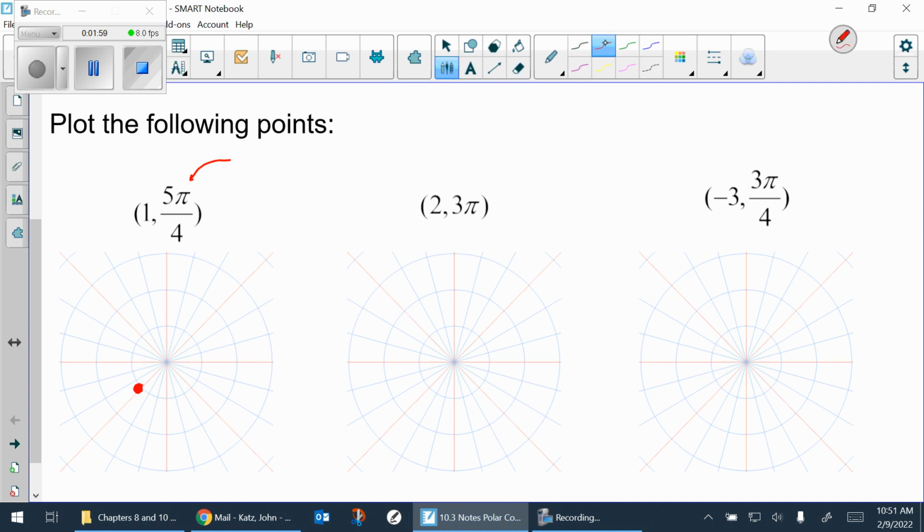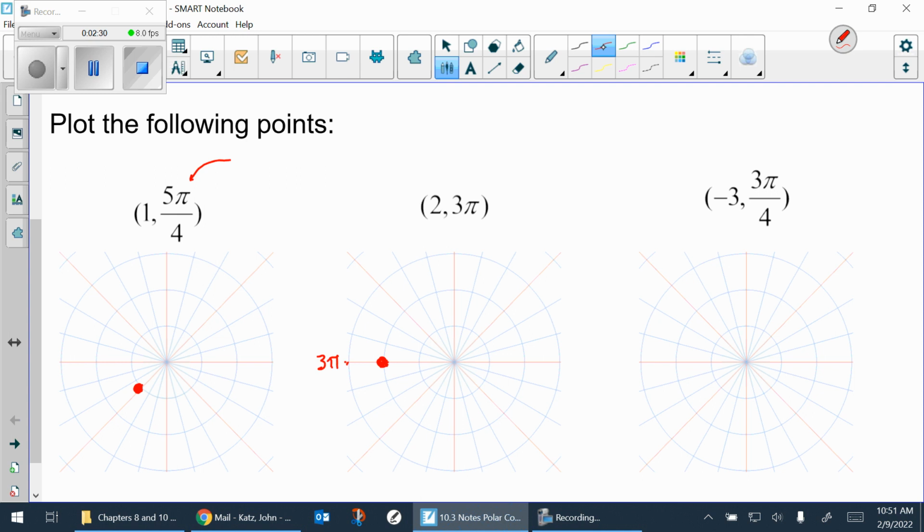All right, 3 pi. Well, let's see, I'm here, and here's 1 pi, here's 2 pi, and I'm back over here. Here's 3 pi over here. And in that direction, I have to move out 2 units, so that'd be right to here. And so when I plot this point, that would be my point.